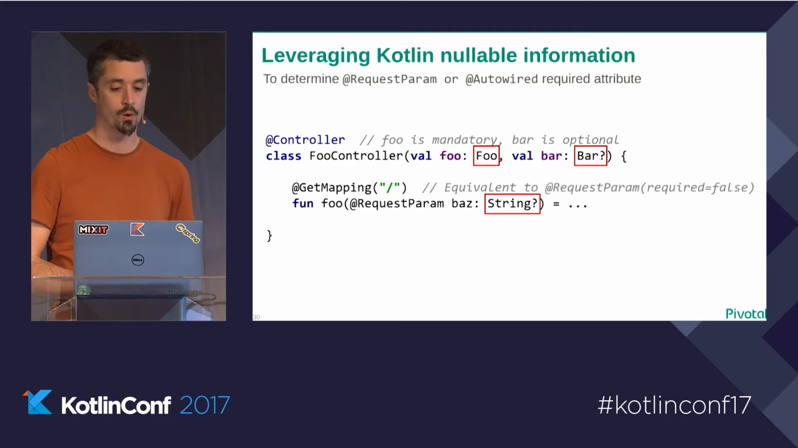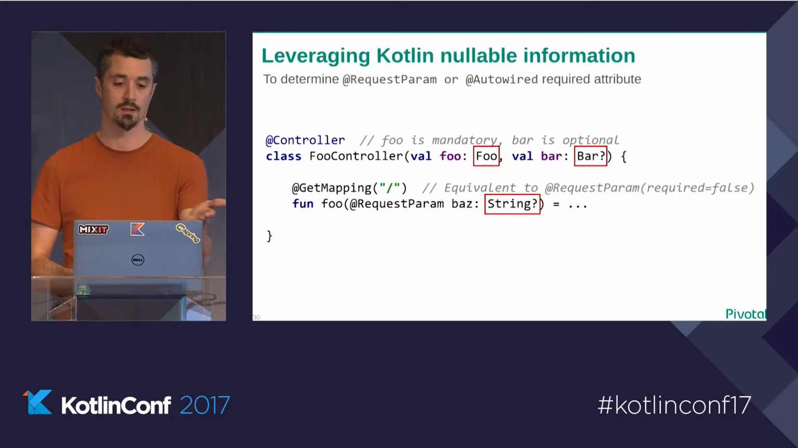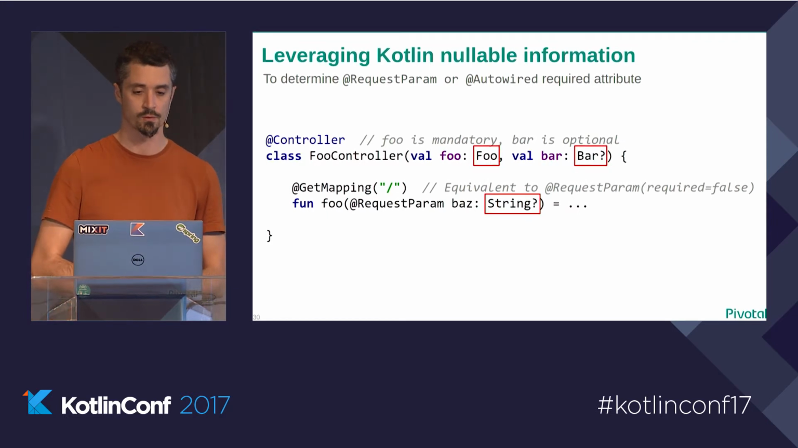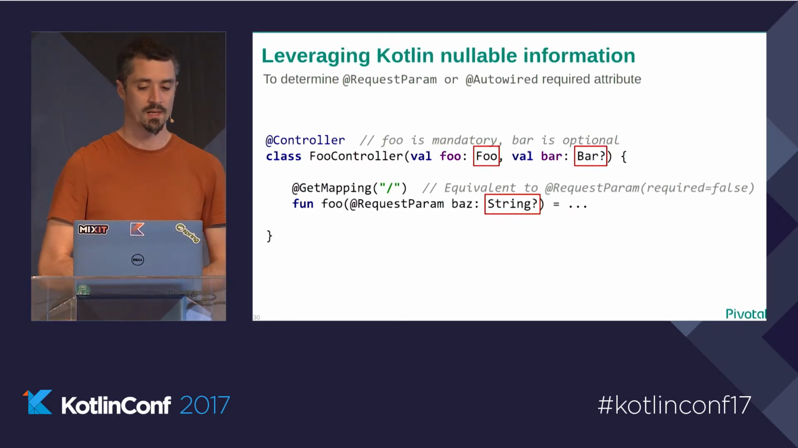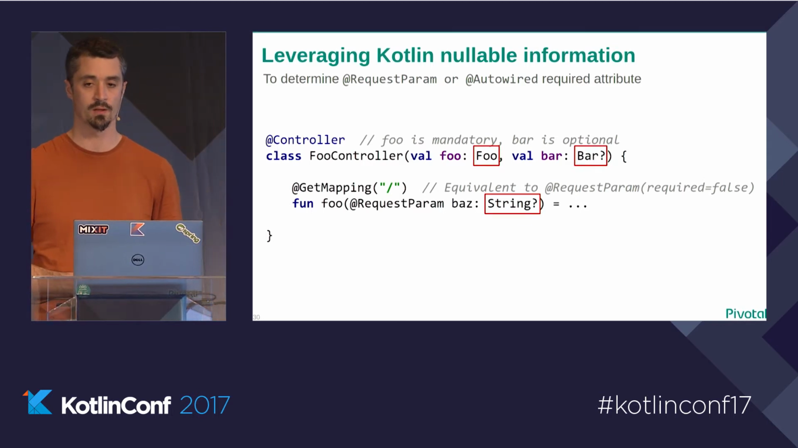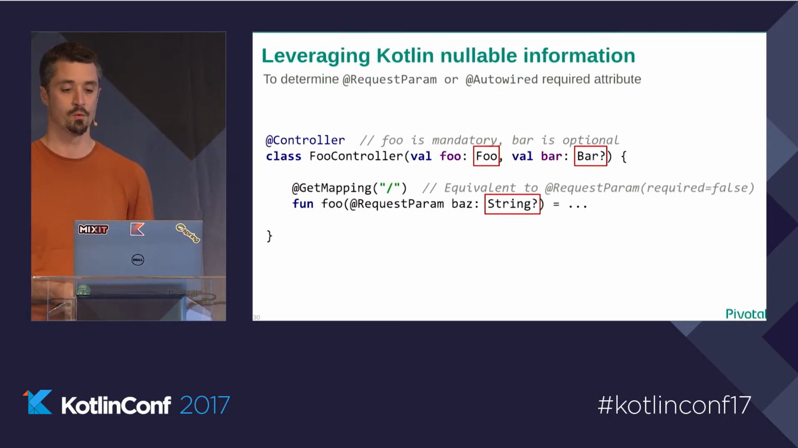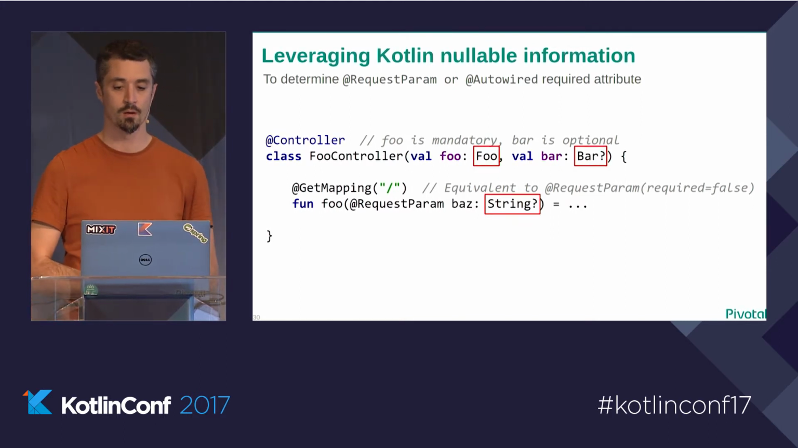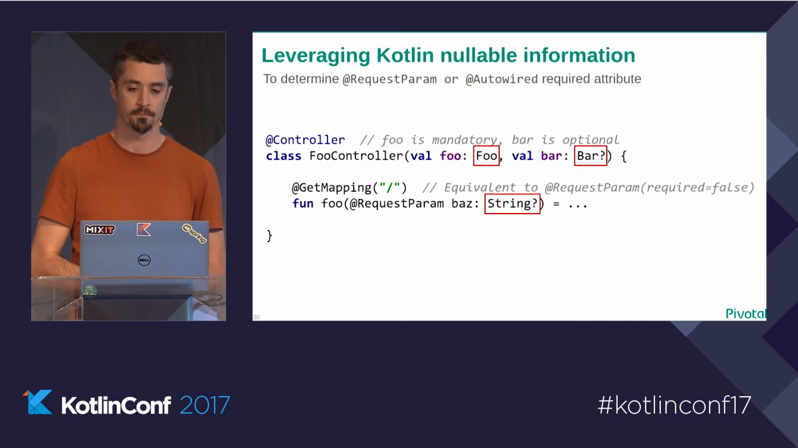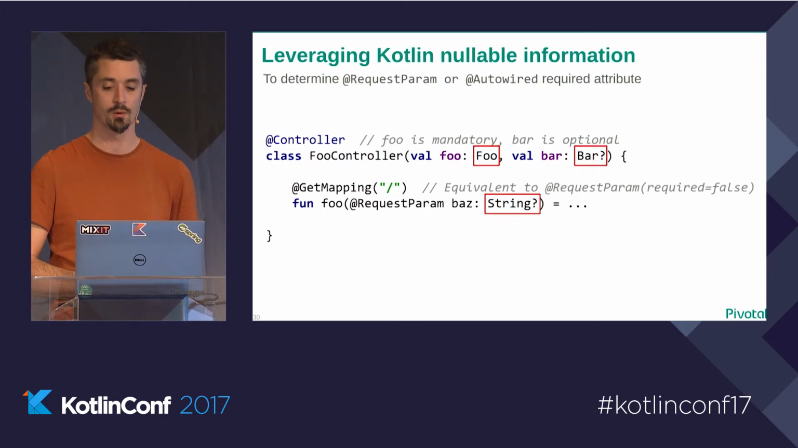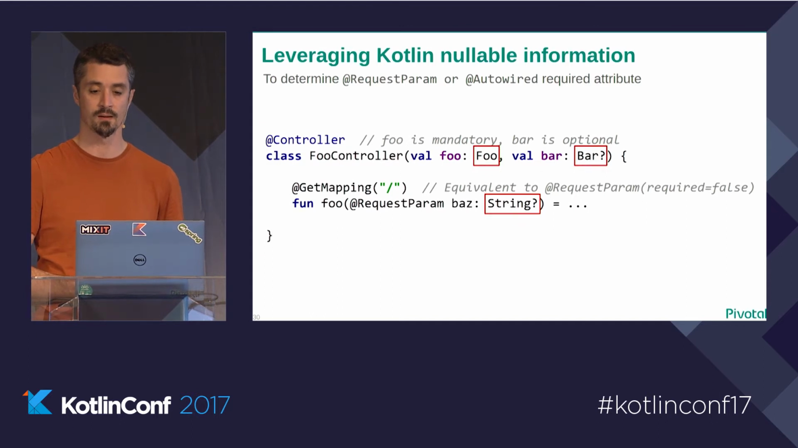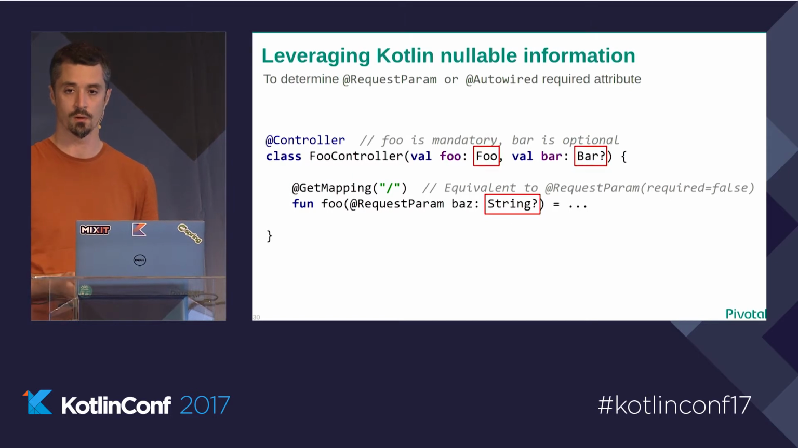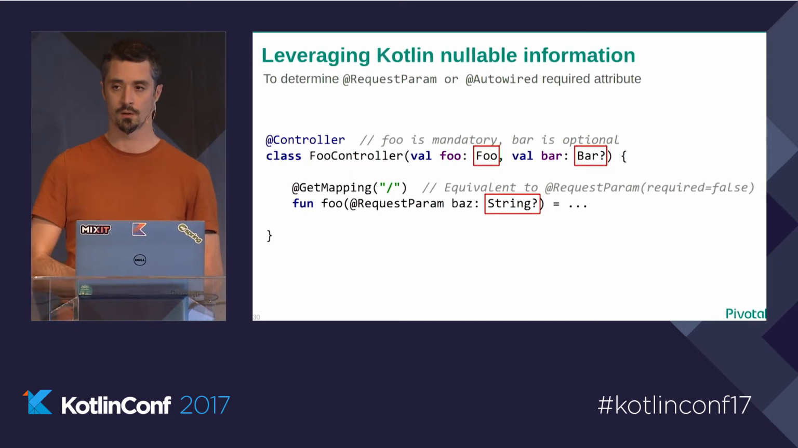So for example, @Autowired has a required attribute. Here it is not displayed, but it is implied because there is a single constructor, as if the constructor was @Autowired. And we take advantage of that to know that foo is mandatory. So there must be a foo bean in the context, otherwise we will raise an exception. And bar is nullable, so that automatically implies that the required attribute is false. If there is a bean of bar type, it will be injected. If there is none, we will just inject null and not raise any error.